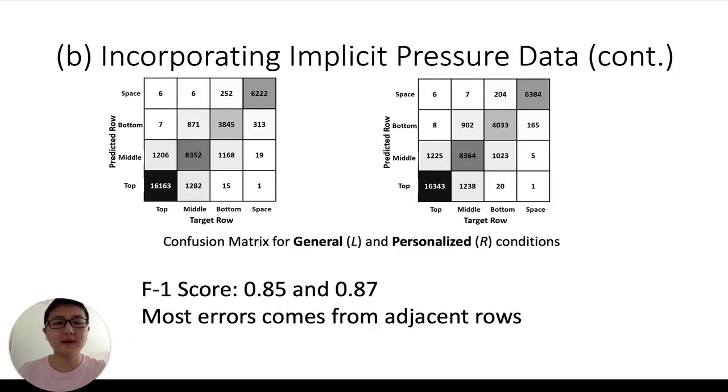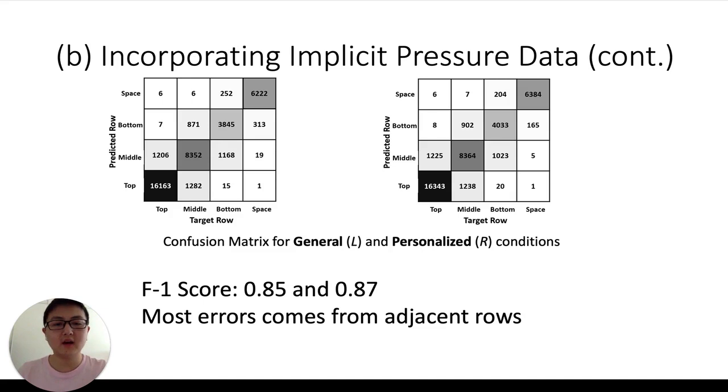The confusion matrix proves the accuracy of target row prediction. F1 score surpassed 0.85 in both general and personalized conditions. And most errors only come from adjacent rows, which means that our algorithm can effectively predict the target row of each tap.